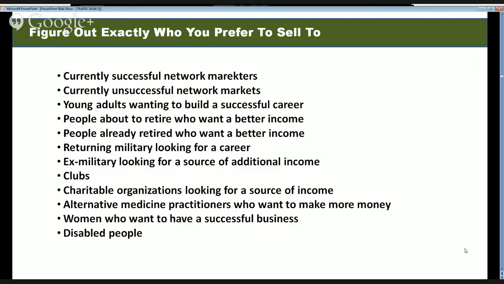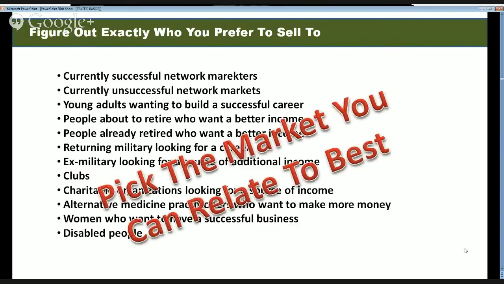There are a lot more categories that you can come up with, but the key is to come up with your own category and figure out exactly who you prefer to sell to. It's really important. And the thing that you have to do is to pick the target market, the group of people that you can relate to the best. Why? Because you'll empathize with them the best. You'll be able to relate to them. You'll be able to make personal contact with them, and that's what it's all about.